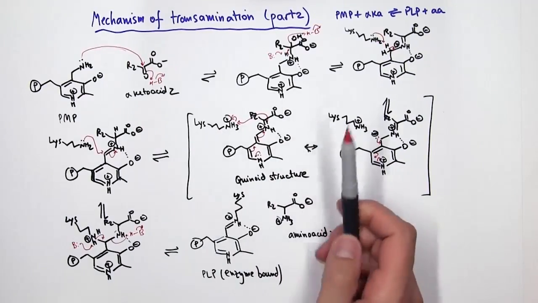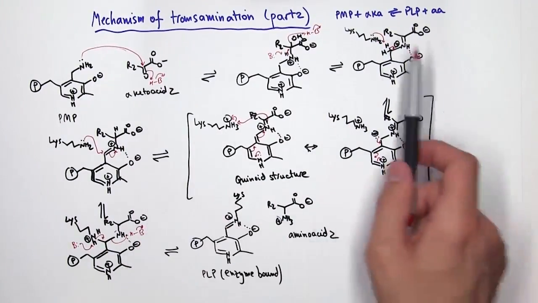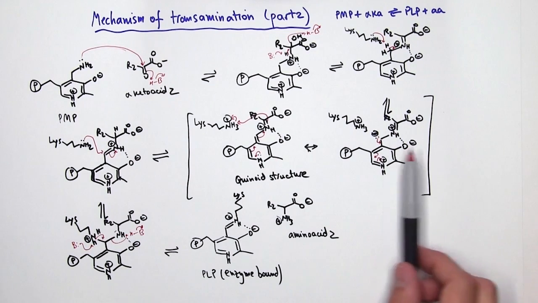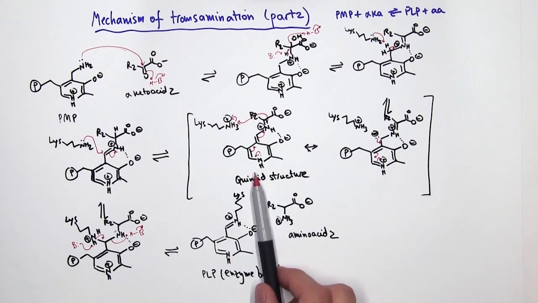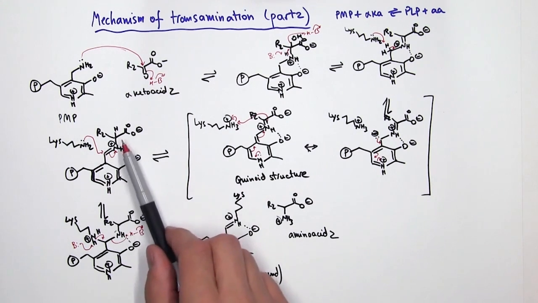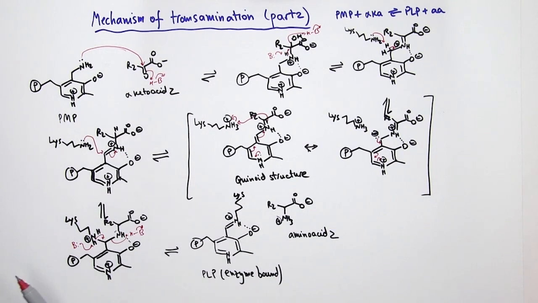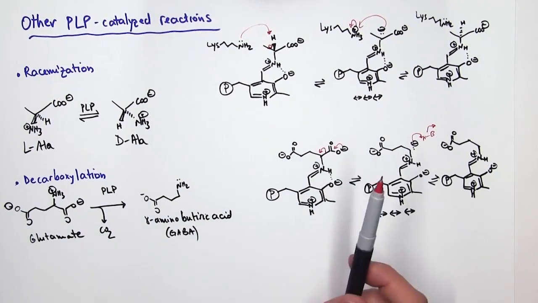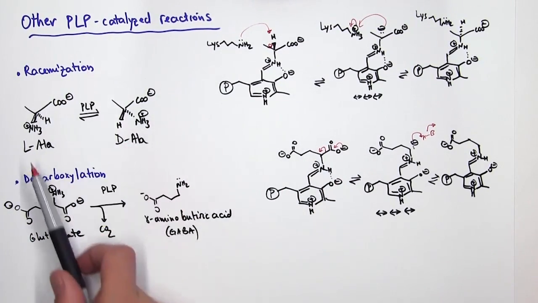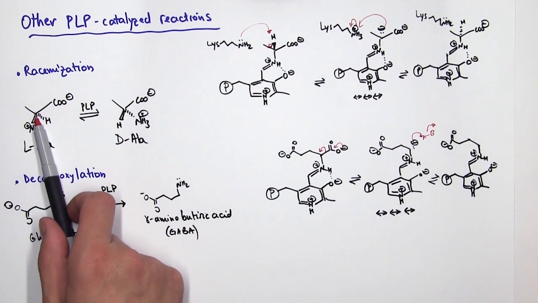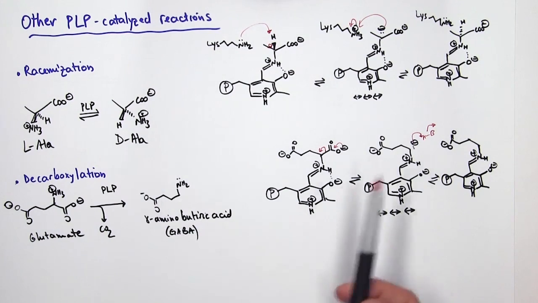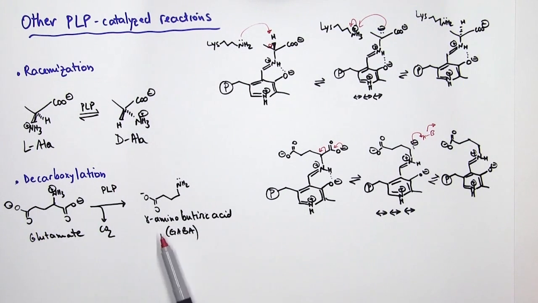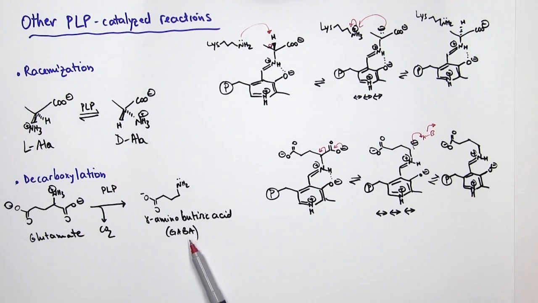In the second part of the reaction, PMP now reacts with alpha keto acid to form a new Schiff base, and then the proton transfer happens in reverse via, again, a quinoid structure to generate the Schiff base corresponding to the PLP and the new amino acid 2, which via a transimination reaction would generate amino acid 2 and the PLP enzyme bound. Finally, we mentioned that PLP is very versatile and it can catalyze other reactions such as racemization, for example, switching the configuration of the alpha carbon from L-alanine to D-alanine, or decarboxylation, generating gamma-aminobutyric acid or GABA, an important neurotransmitter, from glutamate.